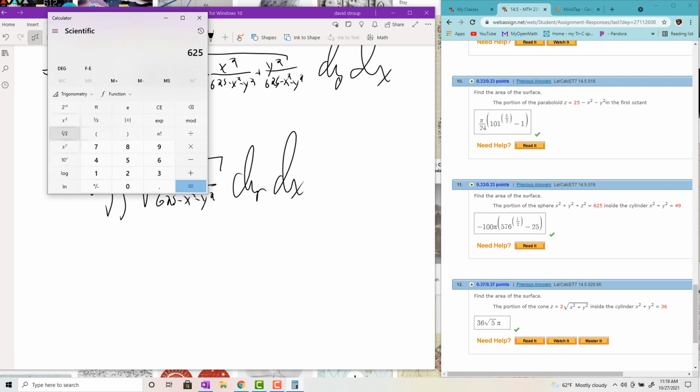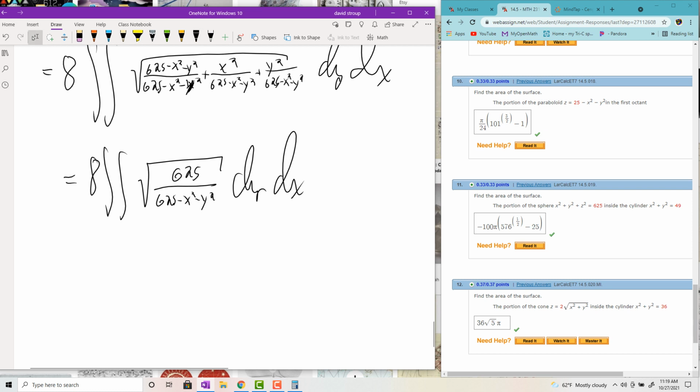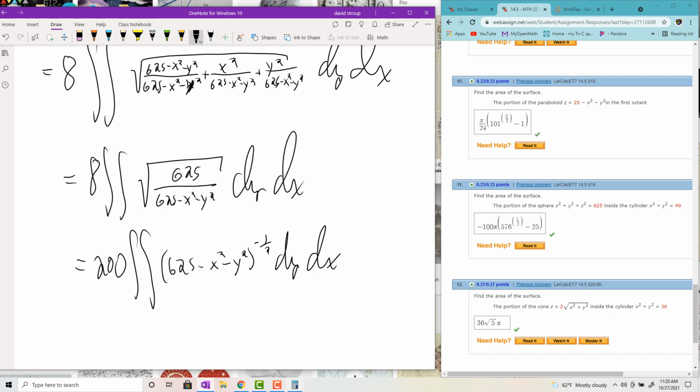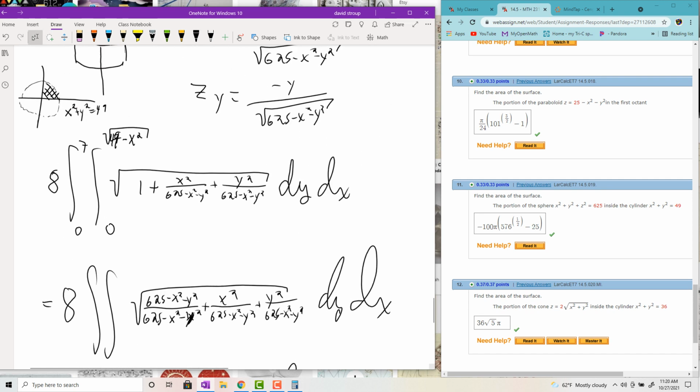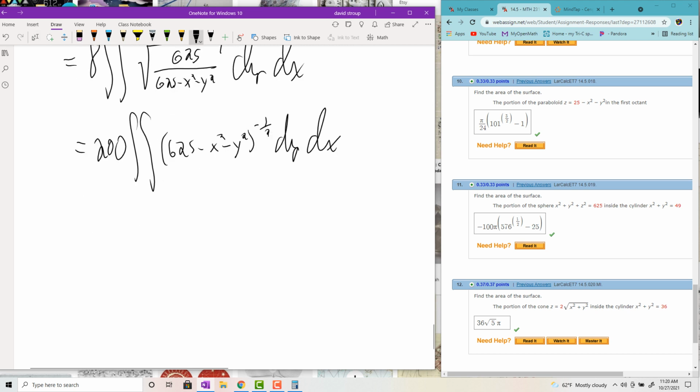The square root of 625 is 25. So I could pull out a 25 times 8, which I think is like 200. Then the double integral of (625 minus x squared minus y squared) to the negative 1/2. I have to go to polar coordinates for that.